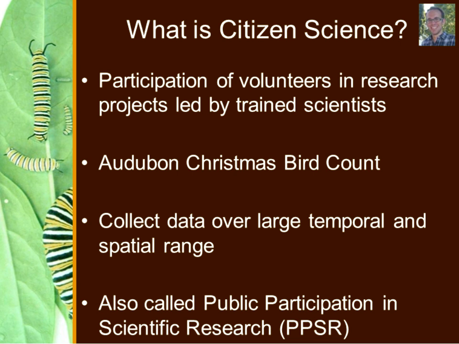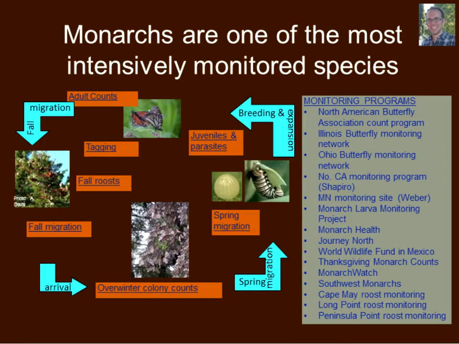So I think that's one huge advantage of citizen science, is that it allows us to collect a lot of data over a large period of time. And then one other quick note, citizen science can also sometimes be called public participation in scientific research. The name citizen science can sometimes imply that you have to be a citizen to participate, and that is not the case. So with that, I just wanted to also mention that there are many different citizen science projects dedicated to monarchs.